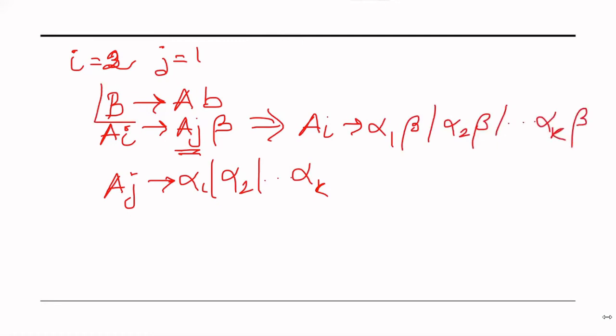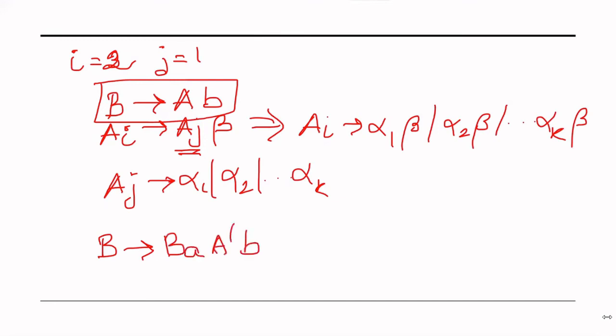So our production is this, B derives Ab. So we will replace this with B derives B A dash B, C A dash B, or D. Right? Why? Because our Aj productions were like this.